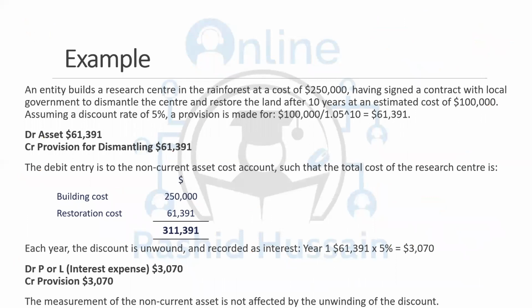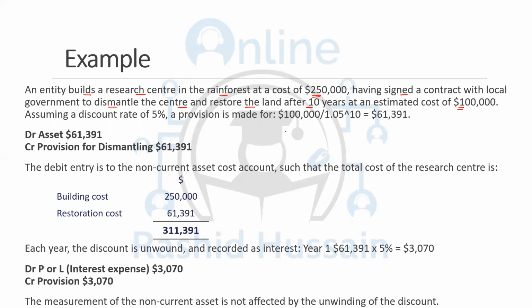We have another example, and then we are done with this dismantling concept. An entity builds a research center in the rainforest at a cost of 250,000. Having signed a contract with the local government to dismantle the center and restore the land after 10 years at an estimated cost of 100,000. So they're constructing a research center in the rainforest, the cost of which is 250,000, and they're going to dismantle it once they're done with the project. The cost of dismantling is going to be 100,000.